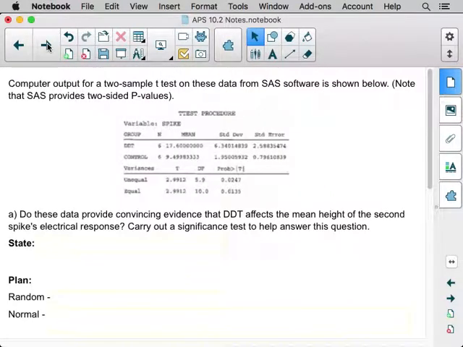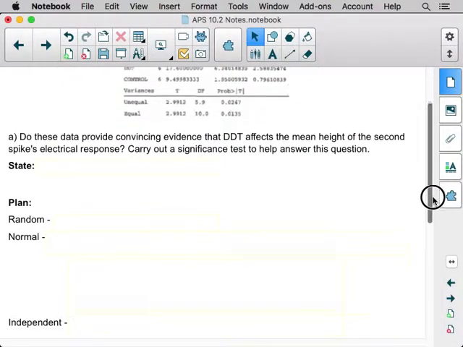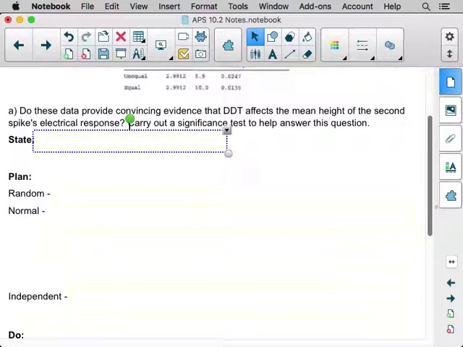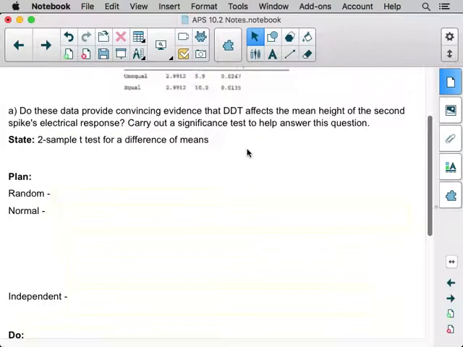Computer output for a two-sample t-test on these data from SAS software is shown below. Note that SAS software uses two-sided p-values. Okay? So, do these data provide convincing evidence that DDT affects the mean height of the second spike of electrical response? Carry out a significance test to help answer this question. All right. So, what are we going to call this process? Yes, two-sample t-test for a difference of means.